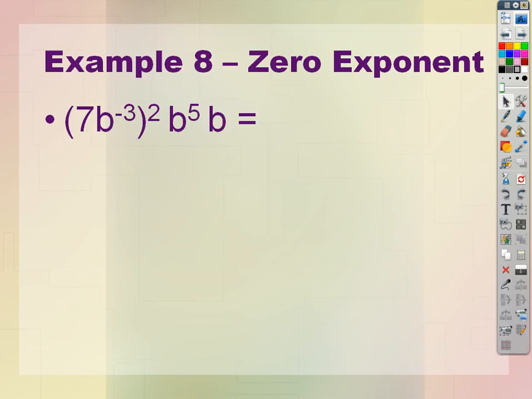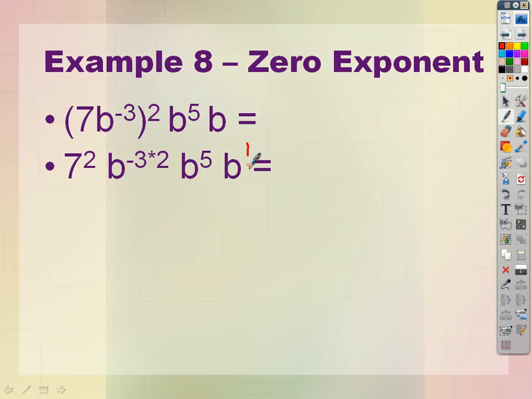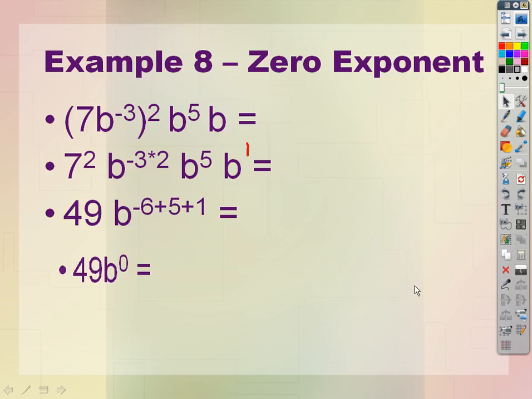What about this? Bunch of ways we could go about this. What are some things we have to do here? Okay, we distribute the 2. I got all these like bases. Now I'm going to end up with 7 squared is 49. I've got b to the -6 times b to the 5 times b to the, what? 1. So those are all just going to add up. b to the -6 plus 5 plus 1, right? Which is just b to the 0. What's that? 1. Anything to the 0 is 1, so the answer is 49. Okay.